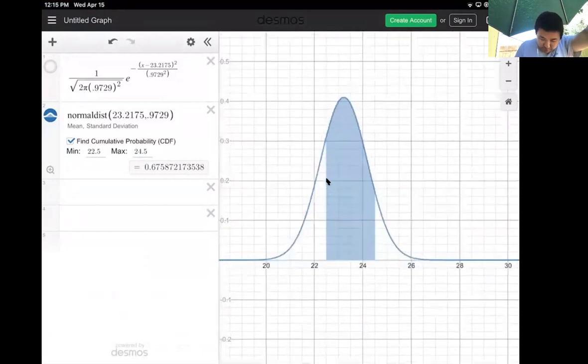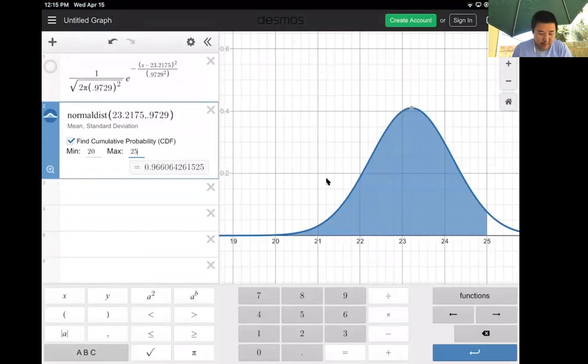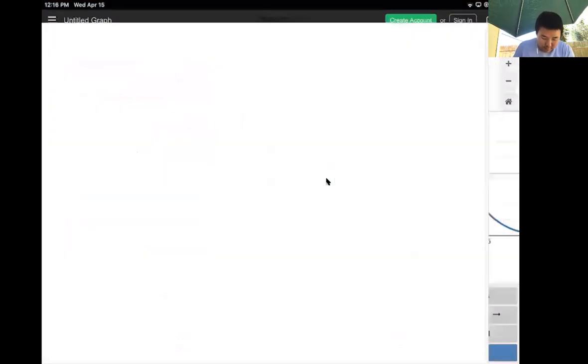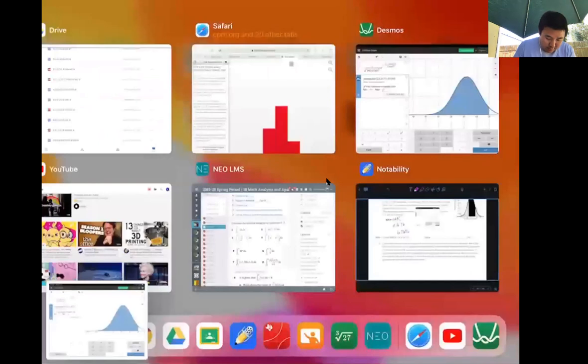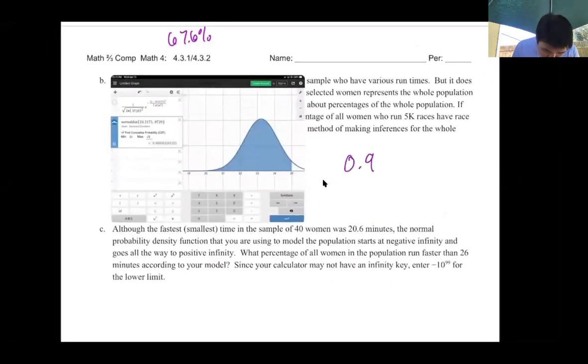So this is from 20 to 25, and that gives you your shaded region. And that area is equal to the probability. So that's equal to 0.966 or 96.6%. So almost everyone.